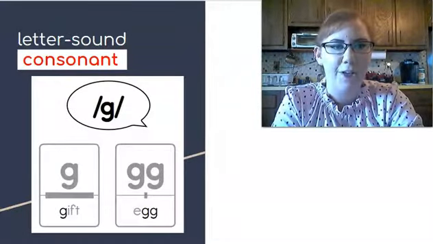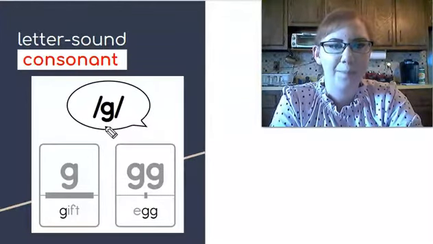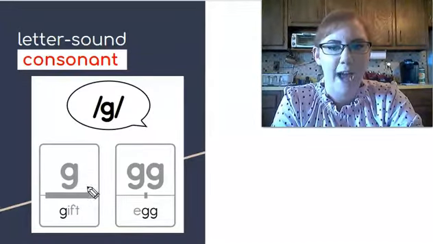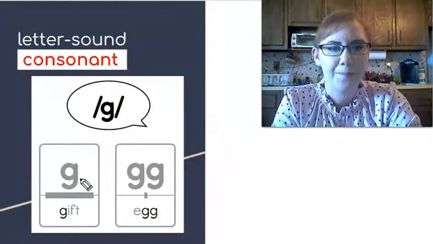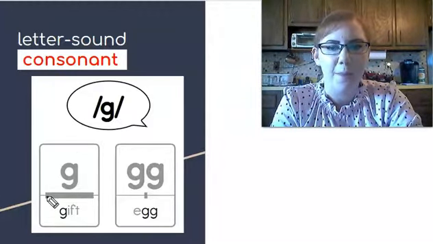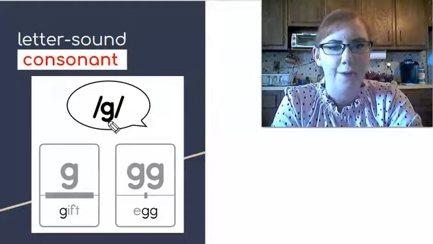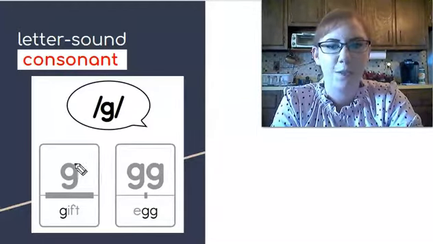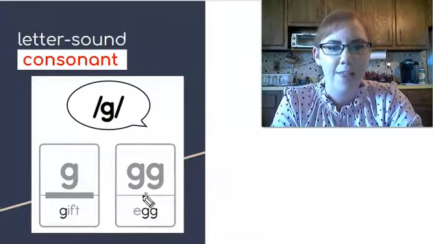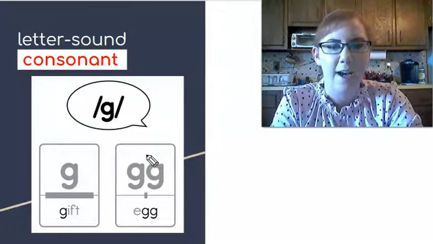The last consonant we're going to look at today is the sound G. And what letter do we have for the sound G? We have a G. The power bar is almost all the way across. That means it's very common for the G sound to be spelled with one G, like in gift. This power bar is shorter, but we can still see it. Sometimes G will have two G's, like in egg.